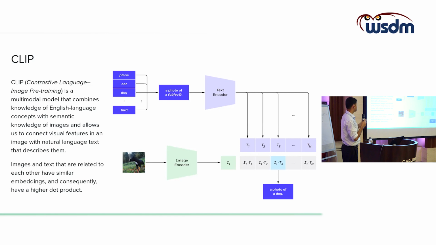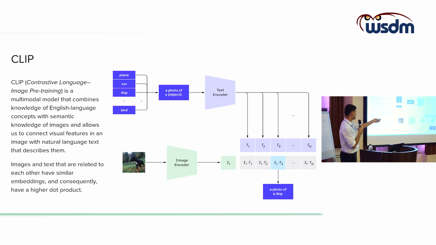So basically what I'm saying is, if I have an image and I have text that is related to it, CLIP maps the image's embedding and the text embedding in such a way that related images and text have similar embeddings and will consequently have a higher dot product. So say I have an image of a dog and I have a text that says a photo of a dog. If I take the dot product between the embedding of a photo of a dog and the image of the dog itself, I will have a higher value than if I took something like plane, car, or bird.